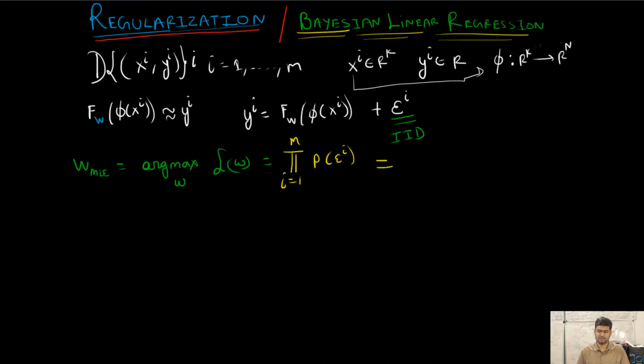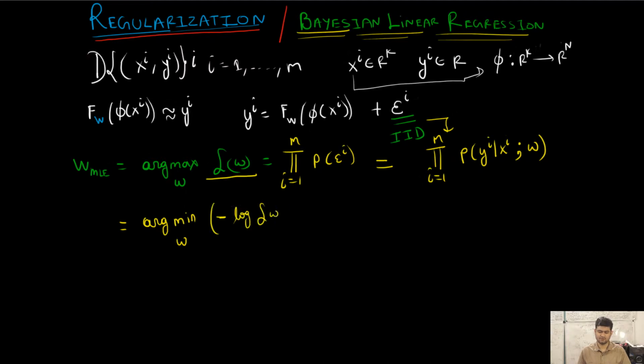So this is simply equal to the product from 1 to m of the conditional distribution of yi given xi and some parameter w. So w is not a random variable, it is just some variable whose value we don't know yet, and this is a way to compute the value of w. We assume that it's parameterized by some parameter w. So this IID assumption leads to this nice multiplication, and then we can take the log of this likelihood function, which is the same as minimizing the negative of the log of the likelihood function.